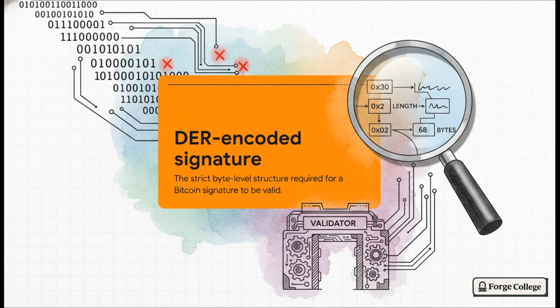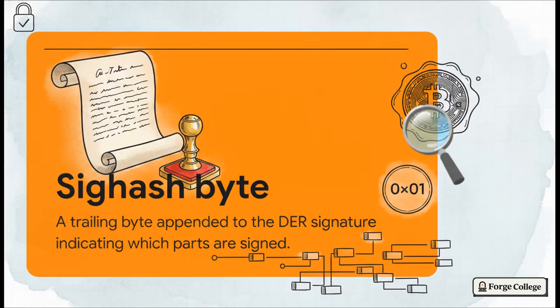If the length byte says there are 70 bytes, but you've actually only got 68, your transaction is fundamentally broken. Tied right into that is the sighash byte. I love this analogy. Think of the sighash byte like a notary stamp at the very end of a complex legal contract. It's a trailing byte, usually 0x01, that gets appended to the DER signature. It literally tells the network exactly which parts of the transaction you're signing off on. If that notary stamp is missing, well, the signature's utterly useless. Your new diagnostic tool absolutely must look for this.